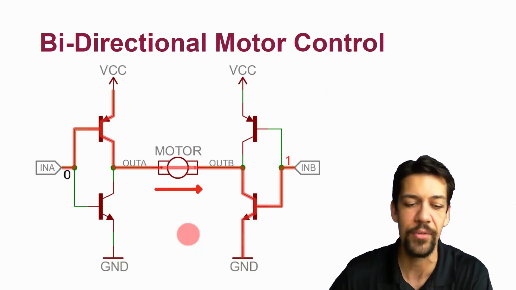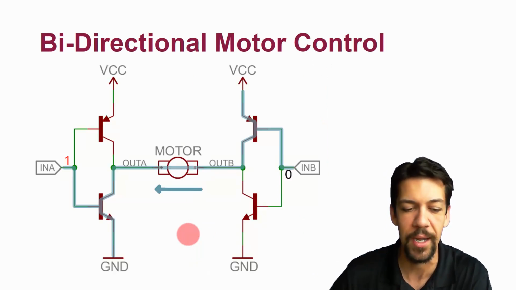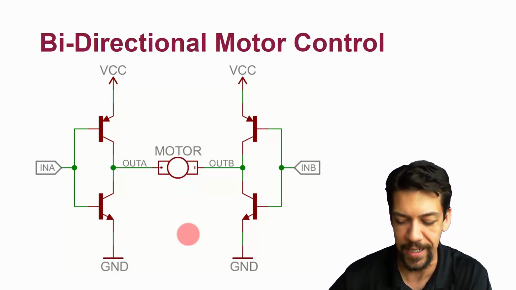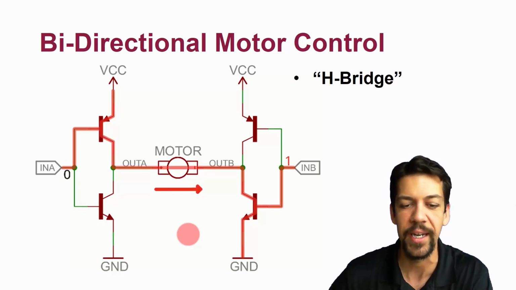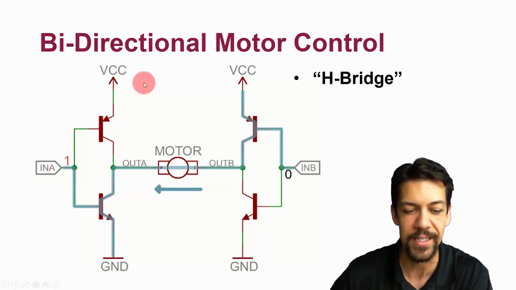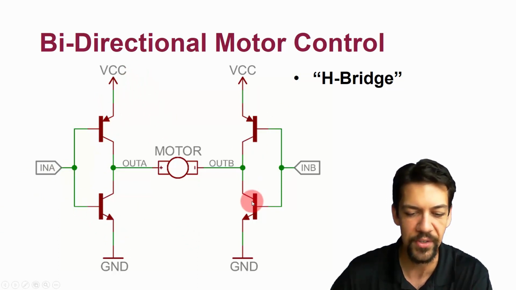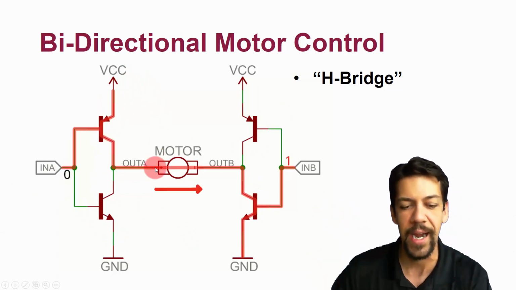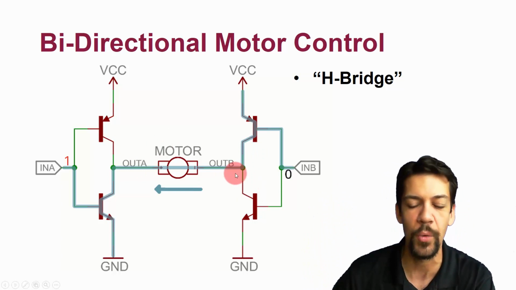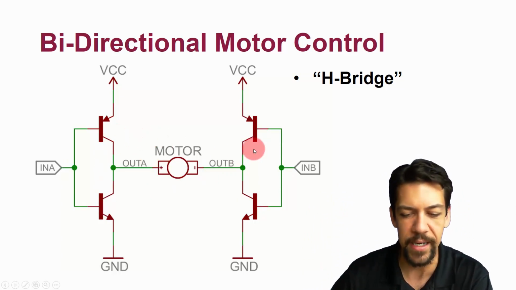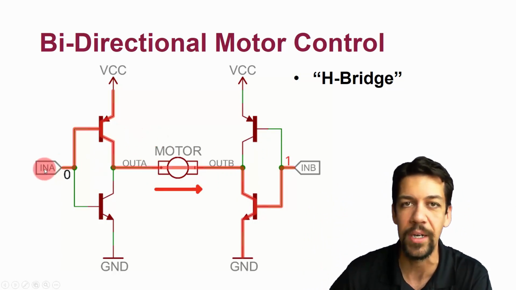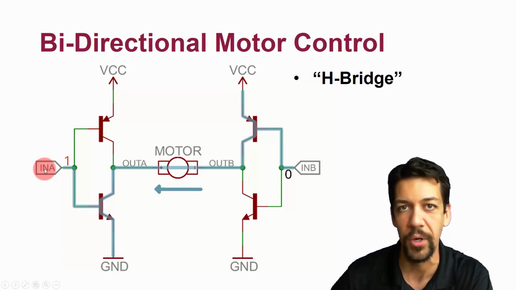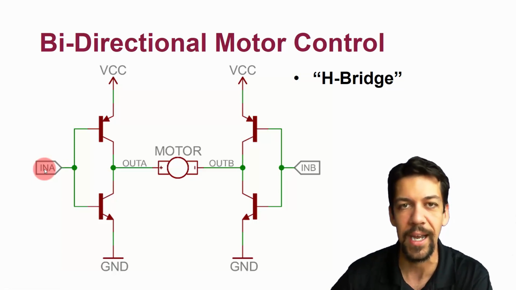If we want to do bidirectional motor control, it gets way more complicated. We have to use what's called an H-bridge circuit. And this is an H-bridge circuit because it makes an H of 4 transistors, which make the 2 sides of the H, and the motor makes the bridge between them. And the idea here is we use 2 input bits. So we can turn on the motor, we can turn off the motor, and we can also control the direction of the motor.